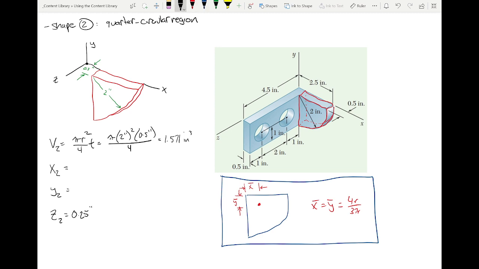So, help me out with y2. Let's just keep it like this. Is y2 going to be positive or negative? Negative. So y2 is going to be negative 4r over 3 pi, which is negative 4, 2 inches over 3 pi, which is what? We'll say like 3 decimal places. Negative 0.849.